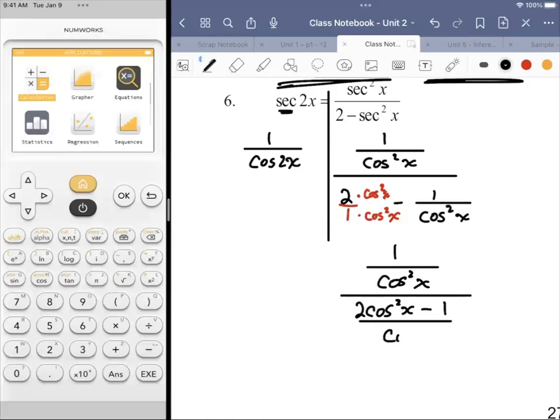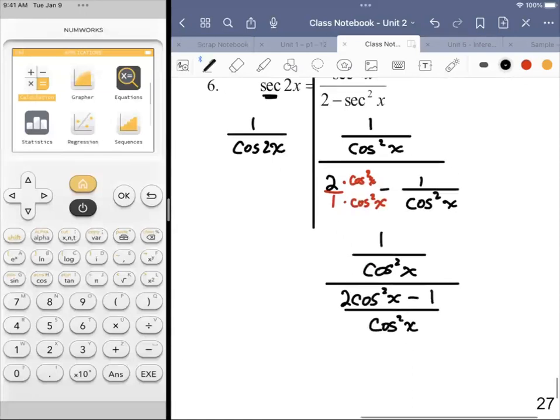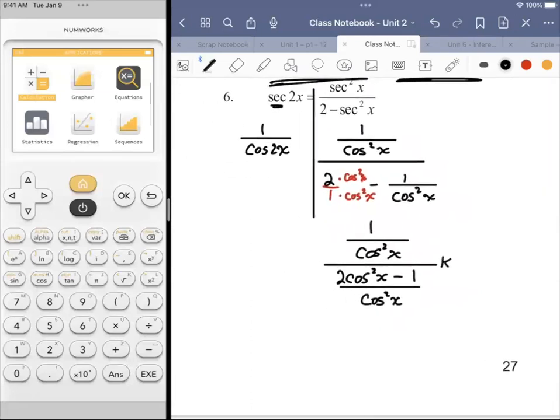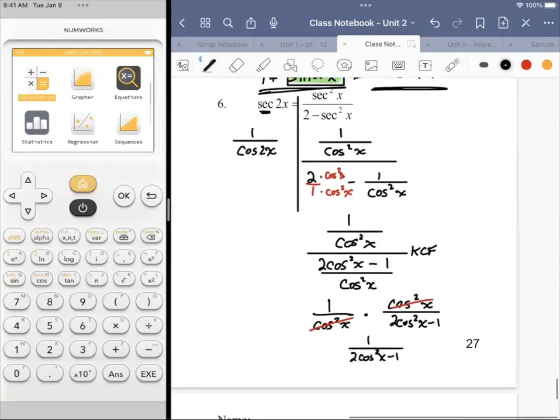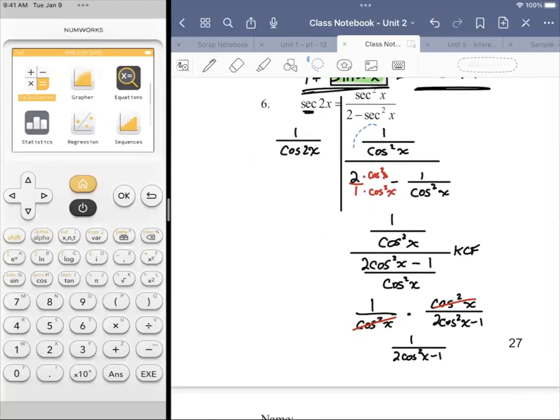And this kind of problem, I'll tell you, is a whole lot easier to handle if you familiarize yourself with the rules, the trig identities on page 23. Because sometimes you don't know that what you're looking for is staring you right in the face. All right, but I'll take it another couple of steps. So keep, change, flip. 1 over cosine squared x times cosine squared x over 2 cosine squared x minus 1. Little algebra, and cancel the cosine squared x's, and you're left with 1 over 2 cosine squared x minus 1. Now, if you familiarize yourself with the rules, you would recognize that that is one of the double angle rules for cosine.